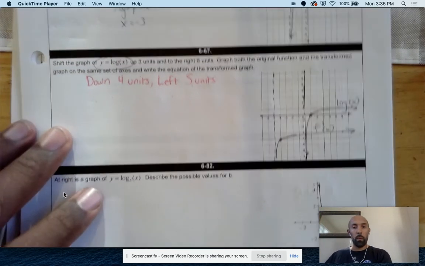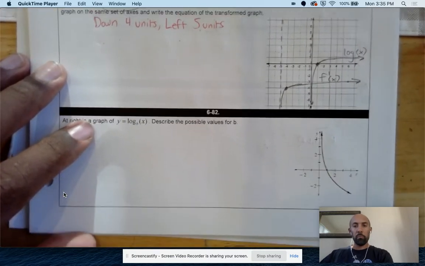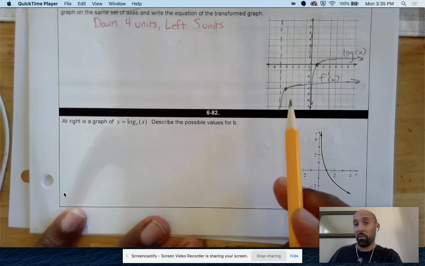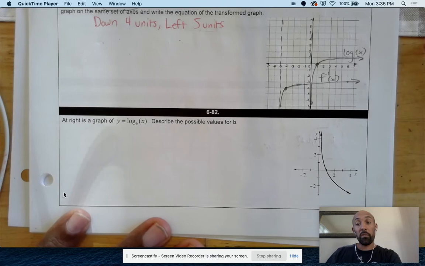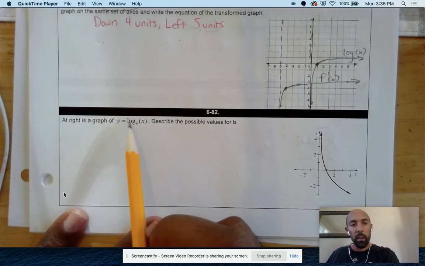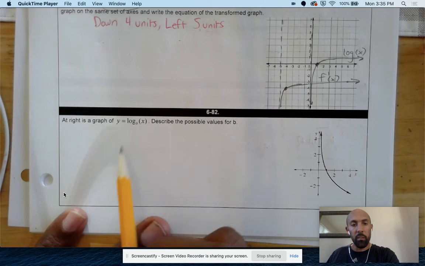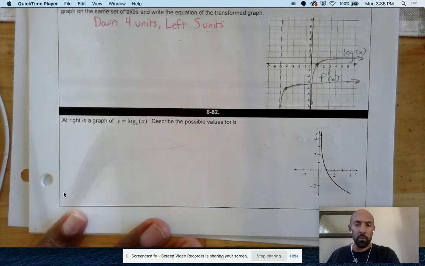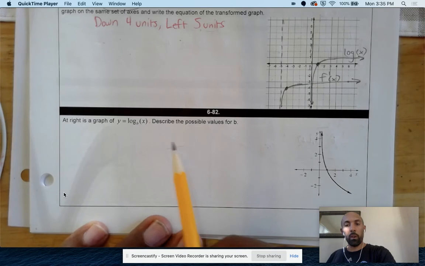I don't know if you guys remember prime from IM1. It's whenever you make one transformation, then that's the prime. Second transformation, double prime. All right, so anyways, at right is a graph of log base b of x. So we're going to do this one together, so you guys don't have to do your own problem here.